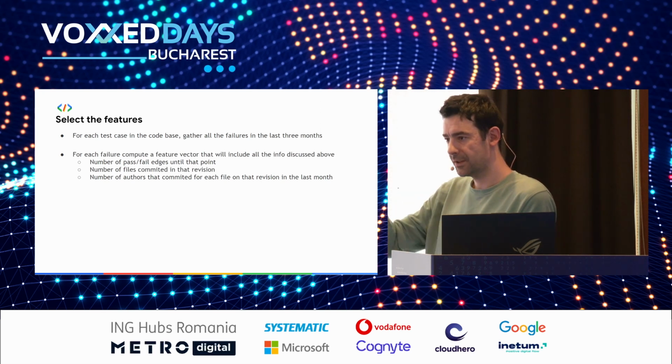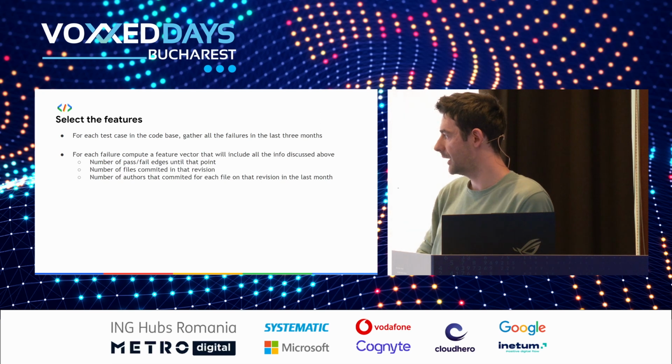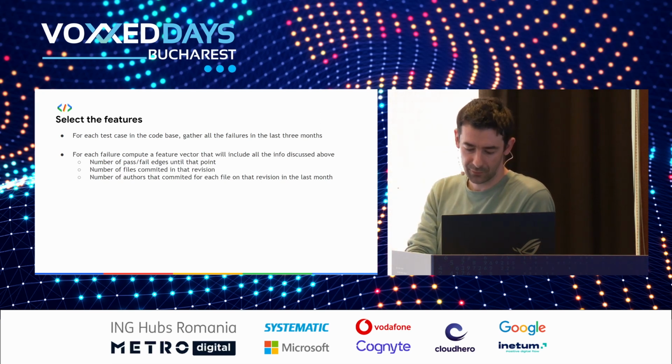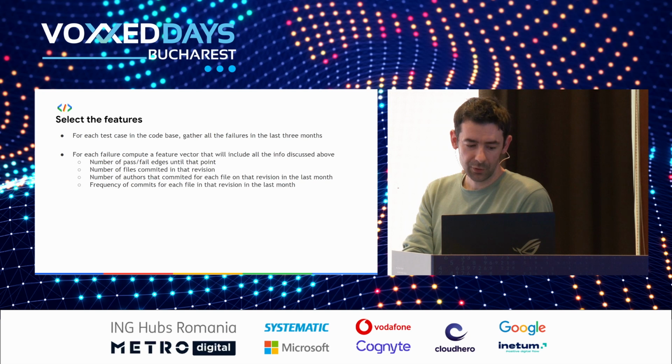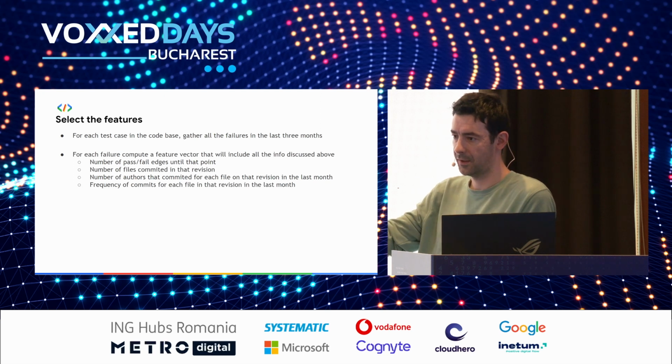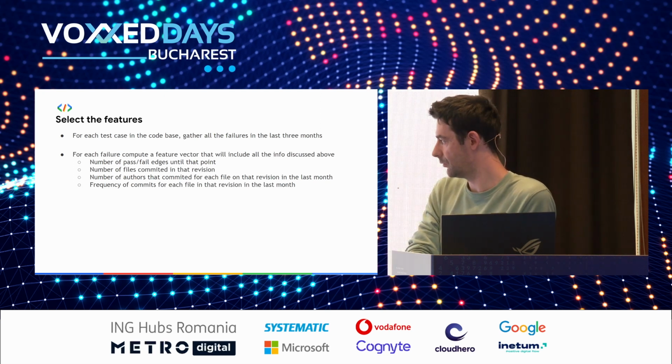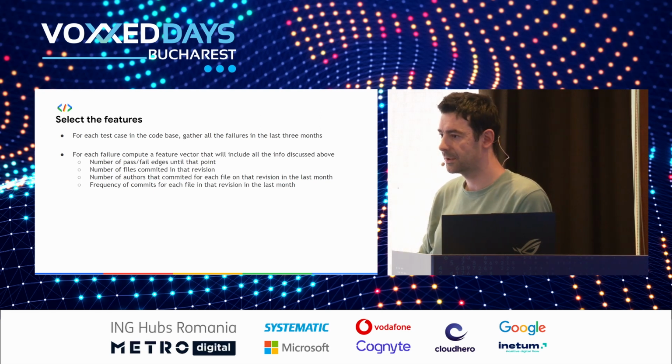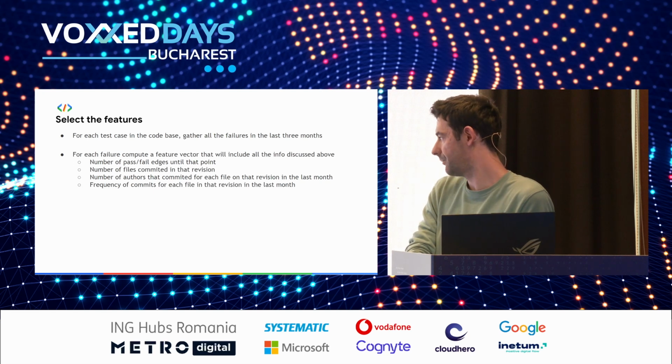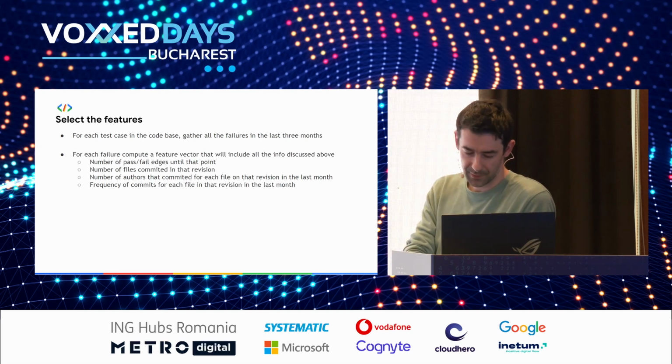We're going to look for all the files that were changed in that particular pull request, and count the number of authors for each of those files. And then we're also going to count the frequency of commits for each file in that revision in the last month. So if you change the file, we're going to see how many times that file was changed in the last month. Again, last month, it could be 3 months. We tried with 3 months, we tried with 6 months. It's the same. The logic here is that you need some history. It doesn't matter how big that history is.